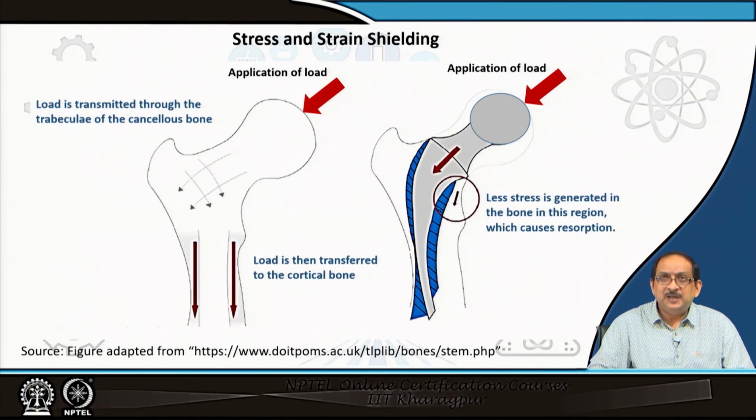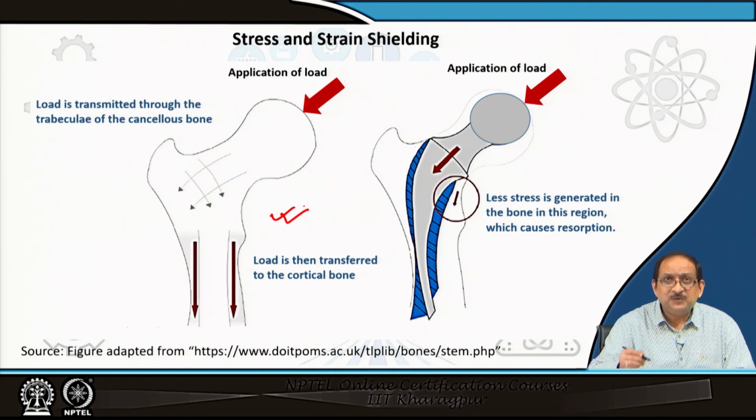Stress and strain shielding is now explained with the help of two figures in this slide. Actually, an equilibrium condition of stresses and strain due to average daily activities prevails in the case of natural or intact bone.